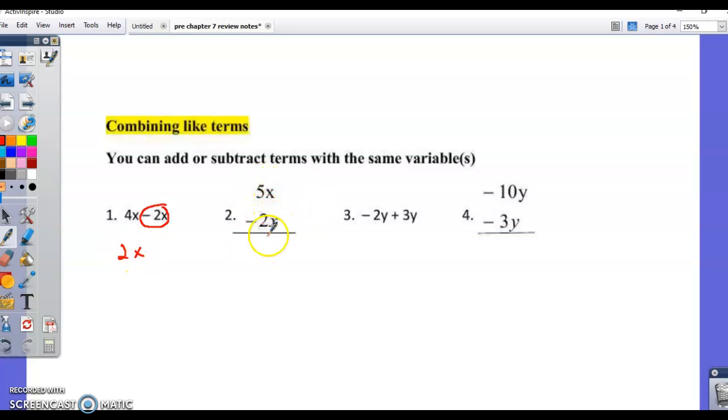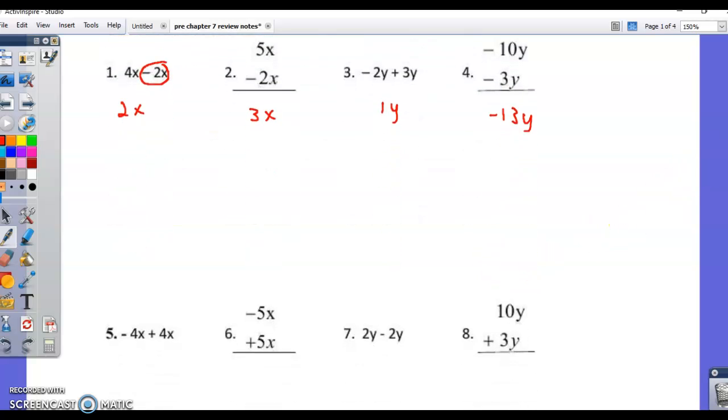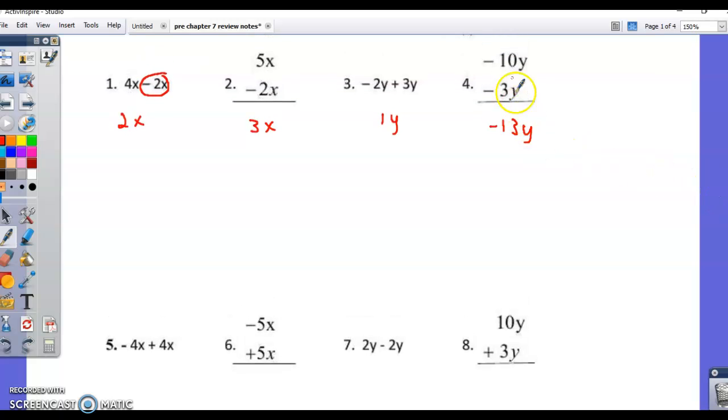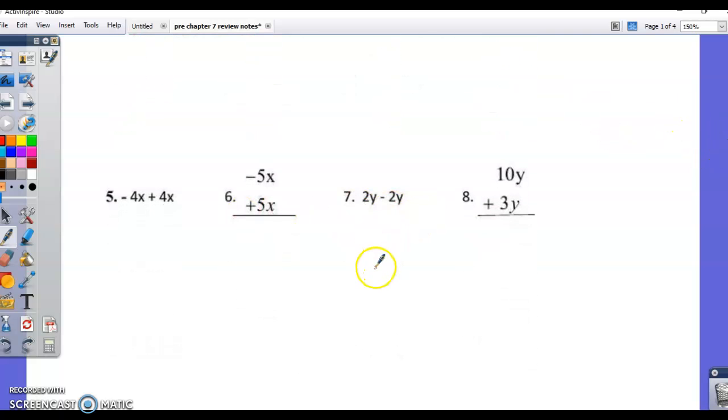5x and a negative 2x would combine to a positive 3x, so you just do 5 minus 2. And again, you're just looking for the terms that are the same. Negative 2 plus 3 would give us 1y, and negative 10 and negative 3, when we add those together, you would get a negative 13y. So identify the ones that have the same variable to know that those are the ones you would combine. Again, just more practice. Go ahead and do these and check your answers as you go.